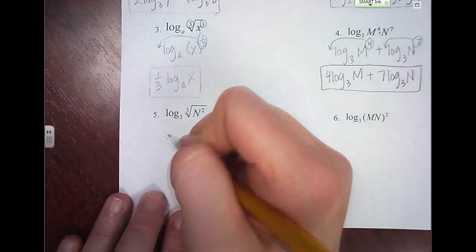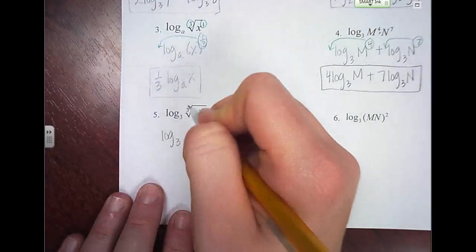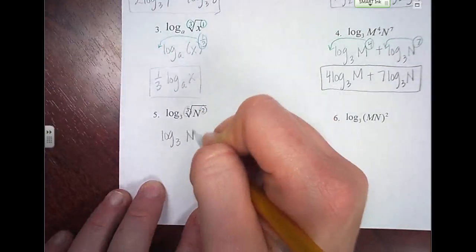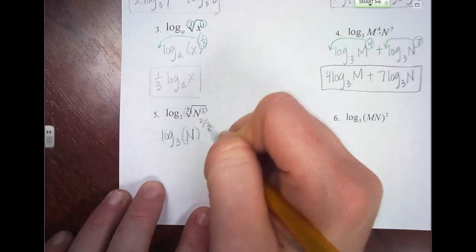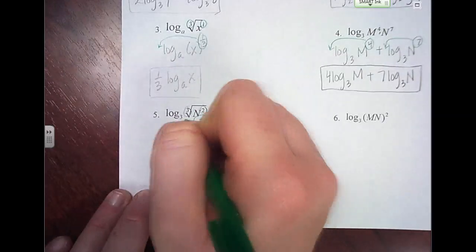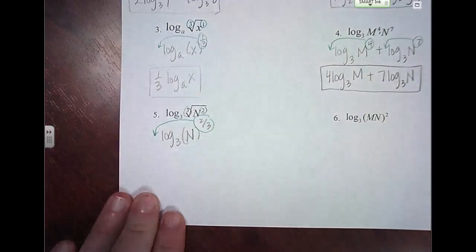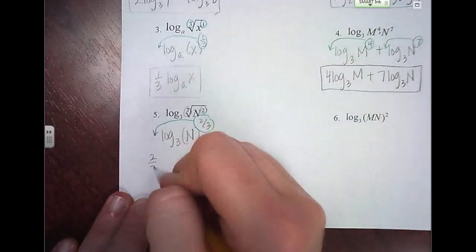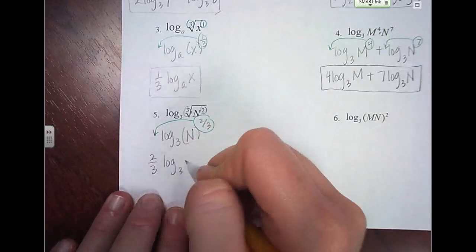Number 5. We want to rewrite that as n to the 2/3 power. And now I have a power. Let's move it in front. So 2/3 log base 3 n.